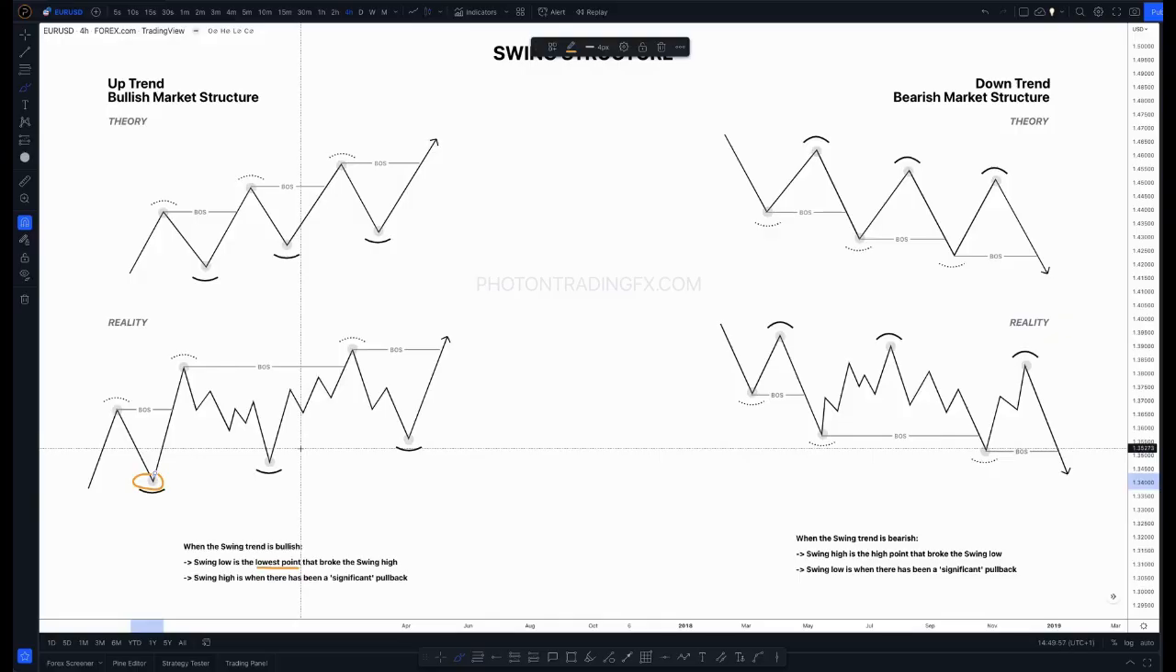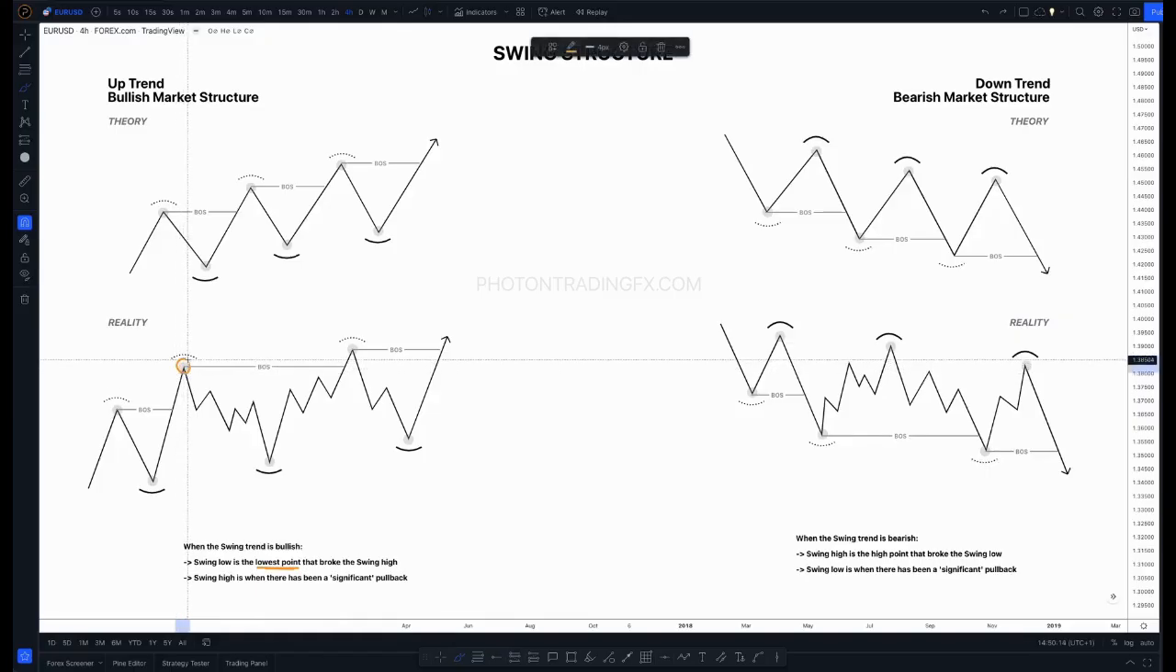We need to find the new low. And the new low is the lowest point that broke the swing high. Okay, so when we look back, obviously we can see it's this low here. So a mechanical way to find that, and sometimes it's a bit tricky, is in a bullish market, the new swing low is the lowest point between the two highs.